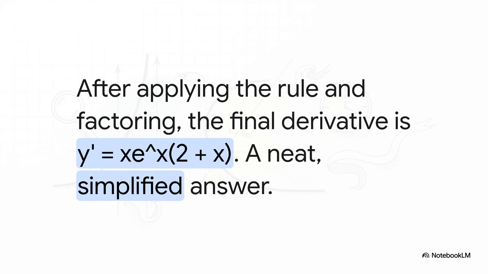Okay, so plugging them in gives us 2x times e to the x, plus x squared times e to the x. Now, we could leave it like that, but we always want to simplify, right? You can see both terms have a common factor of x times e to the x. When we pull that out, we're left with our clean, simplified answer. y prime equals x e to the x times the quantity 2 plus x.